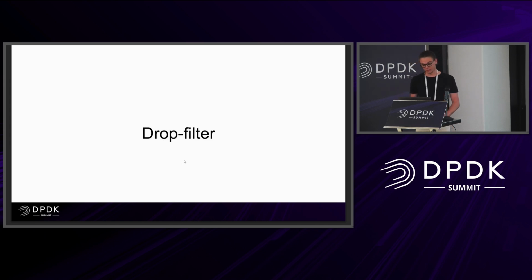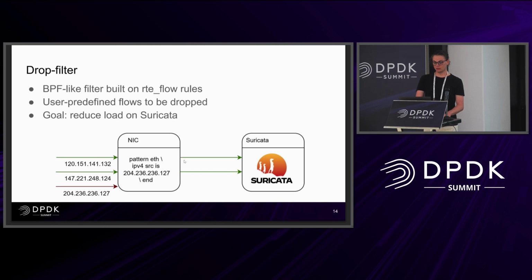And now to the main part, to acceleration or the offload we did with the drop filter. So the drop filter is a BPF-like filter built on RTE flow rules. The rules are loaded to the NIC before the start of Suricata. They are predefined in the configuration file of Suricata. I will show you an example in a minute. And the goal was to reduce the load on Suricata so it doesn't have to analyze all the unwanted flows.